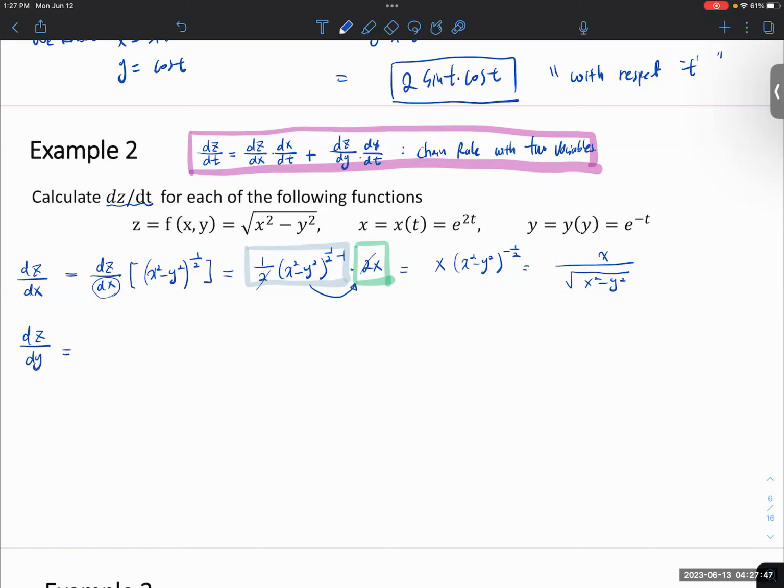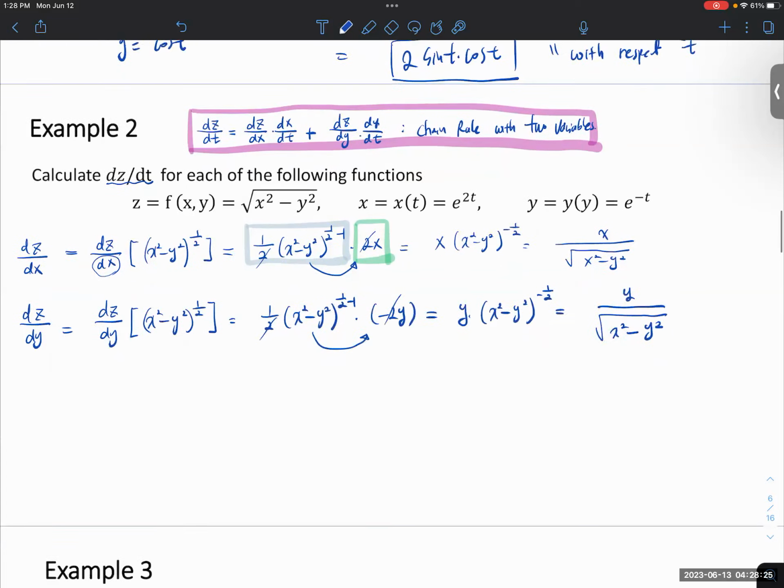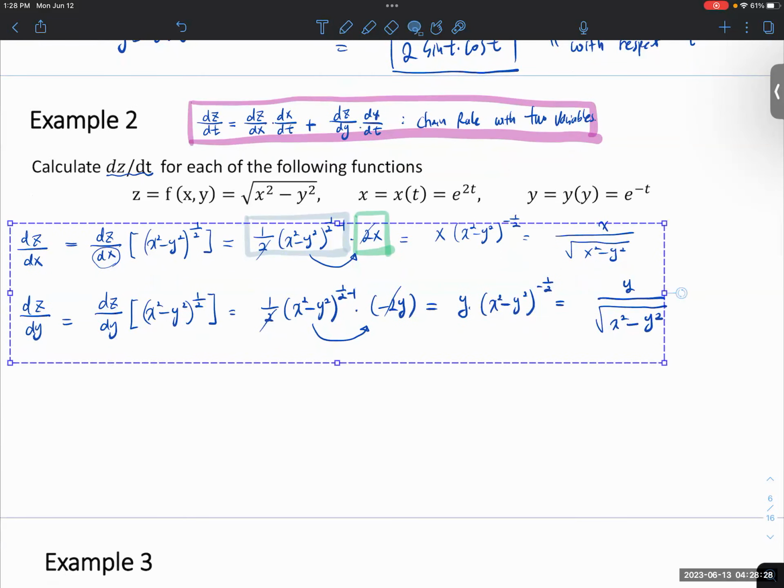dz over dy, the y branch. So therefore dz over dy is (x squared minus y squared) to the 1 over 2. Same thing, chain rule: outside, 1 over 2 (x squared minus y squared) to the 1 over 2 minus 1, and chain rule inside, now x is going to be the constant, so you should get negative 2y. So cancel the 2. Again, this is negative y times (x squared minus y squared) to the negative 1 over 2, which is y over radical x squared minus y squared. So that's what I got. So far, so good. So this is the x and y branch.